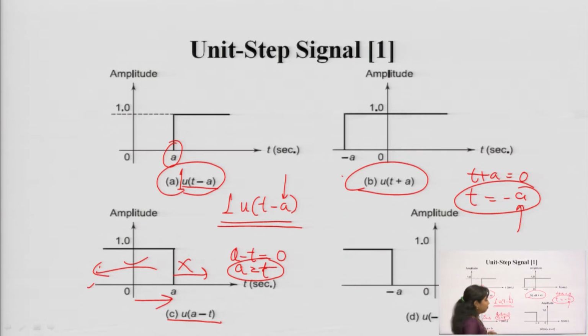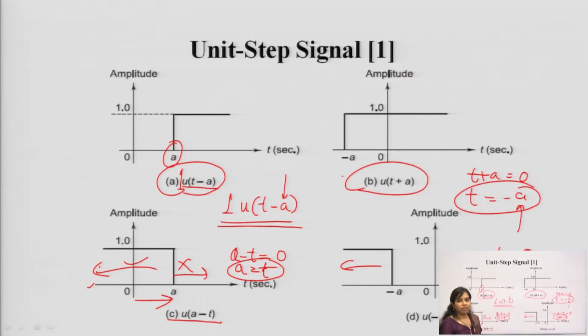Now, next is u(minus a minus t), which means minus a minus t equals 0, so t will be equal to minus a, which means it will start at minus a and extend to the left hand side. So, this is also the reversed version at the origin. These are the different unit step signals.